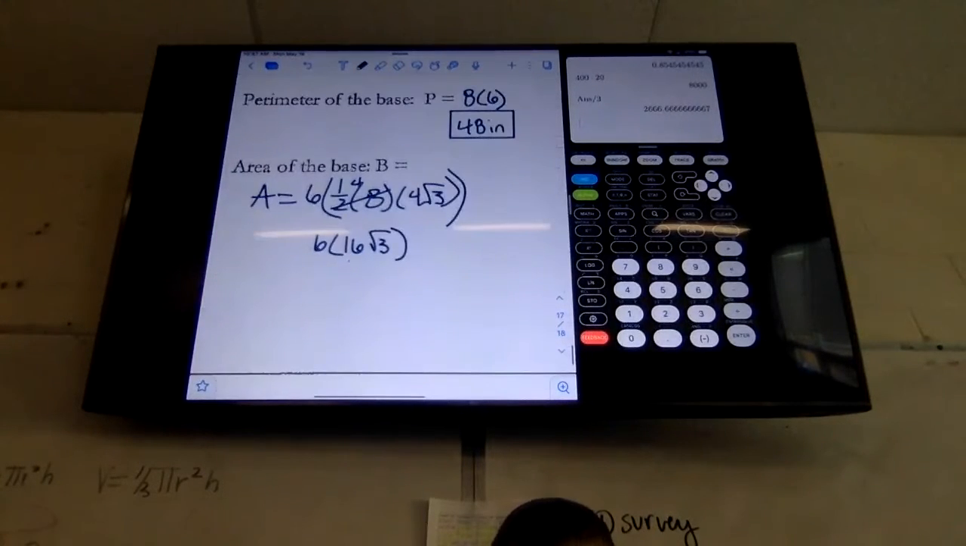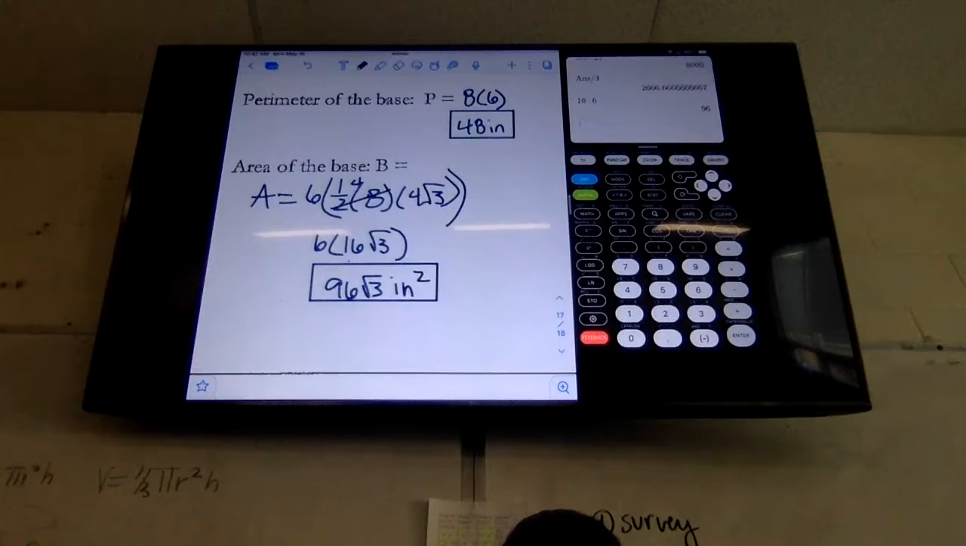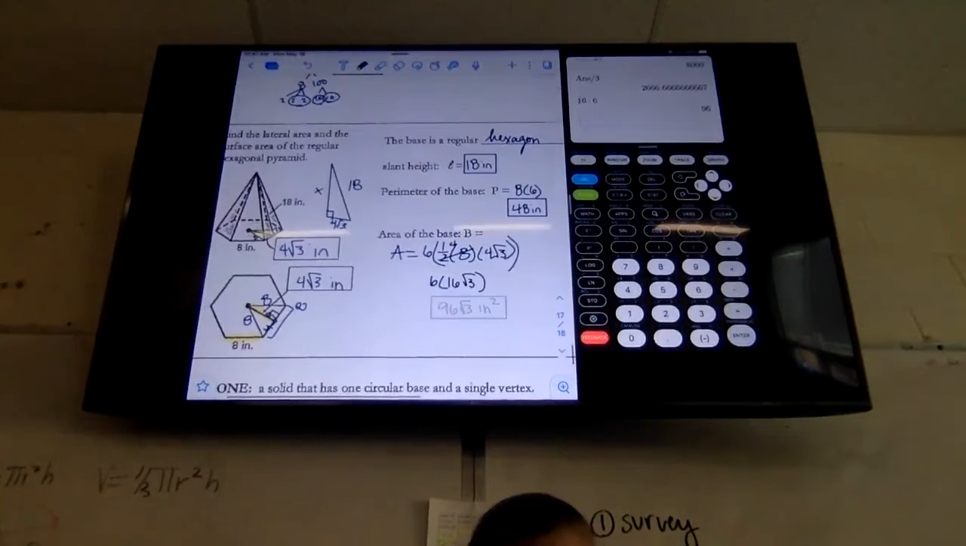All right, 6 times 16 is going to be 96 root 3, and that's going to be in inches squared. Oh, wait, so when it's given to us the slant height, we need to find the lateral area. Do we use that slant height? Yes. That's a great question.